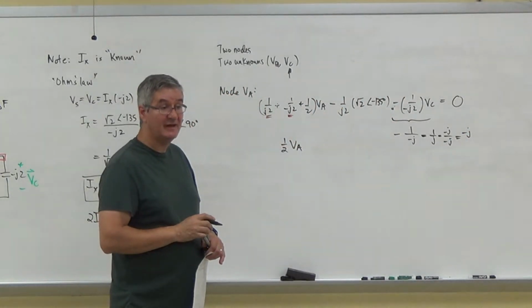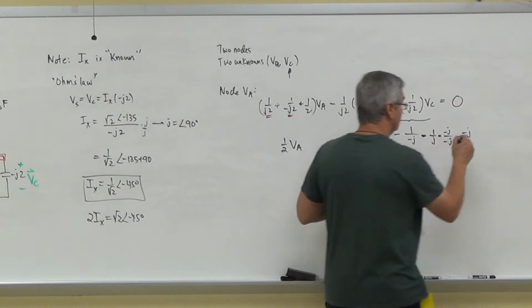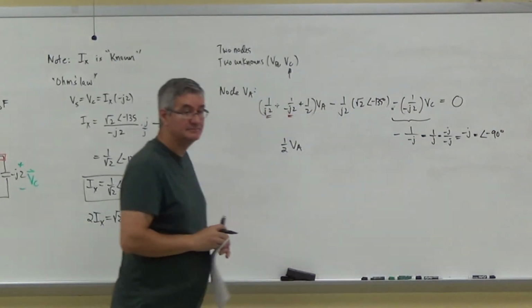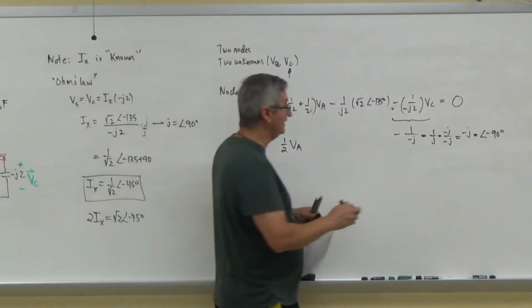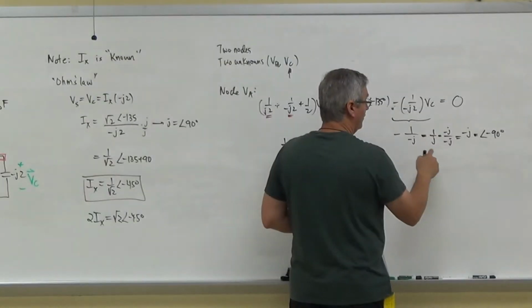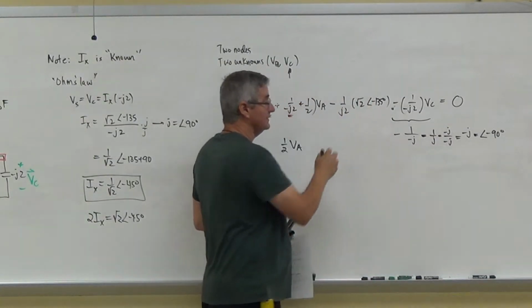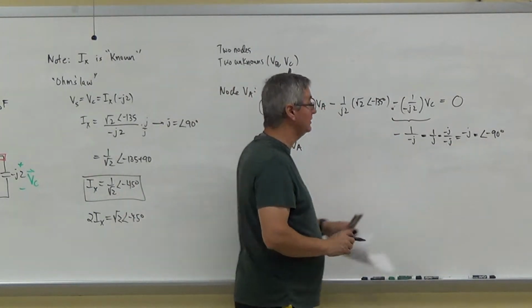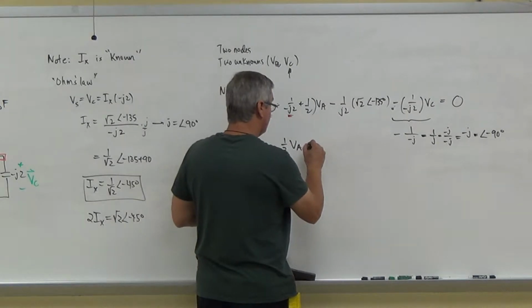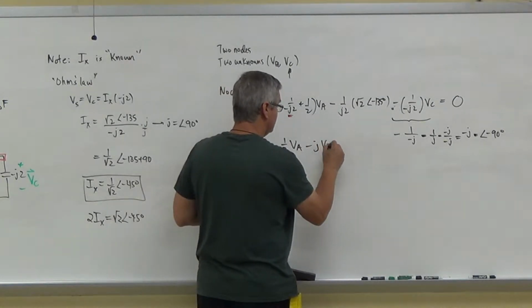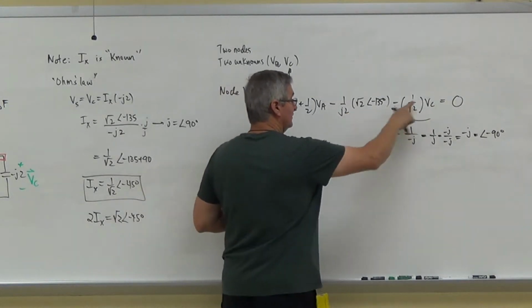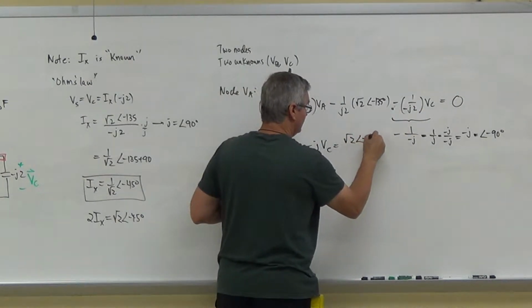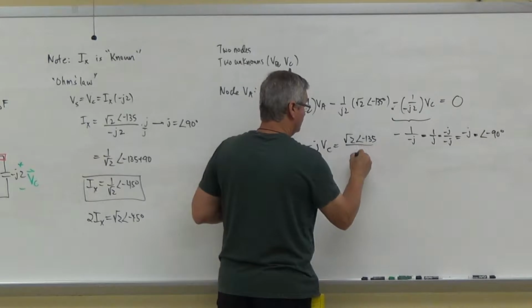But that's a phase here. What's this phase? Negative 90 degrees. So what am I going to do with that negative 90 degrees? Wait, I'm sorry, I'm thinking of this term right now. If you look at this, this is minus J, so I'm going to get minus J VC. Then I'm going to take this to the other side, so I get the square root of 2 angle minus 135 over J2 here.